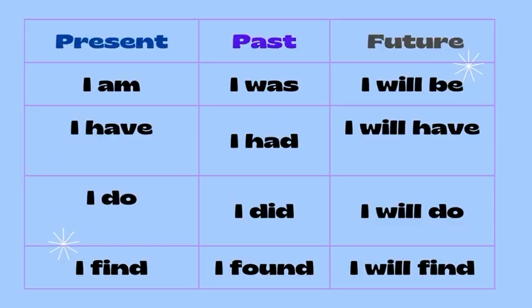For present tense we use I am, for past tense we use I was, and for the future tense we use I will be. Similarly, we use I have for present, I had for past and I will have for the future tense. I do for present, I did for past and I will do for the future tense. And likewise, I find for present tense, I found for past tense and I will find for the future tense.